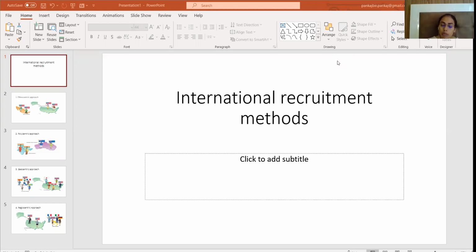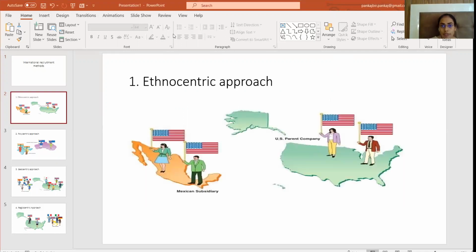A company which has branches in different foreign countries needs to decide and select the management level employees. There are four ways of selecting those employees. First is known as ethnocentric, second is polycentric, third is geocentric, and fourth is regiocentric. We take up one by one the methods of recruitment in MNCs or international human resource management. First, we take up the ethnocentric method.